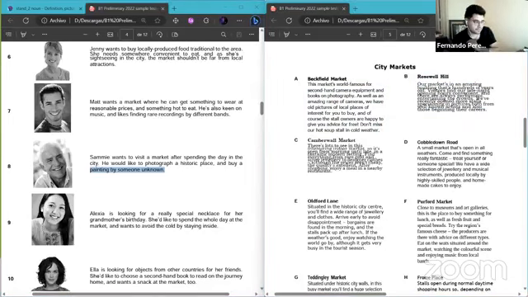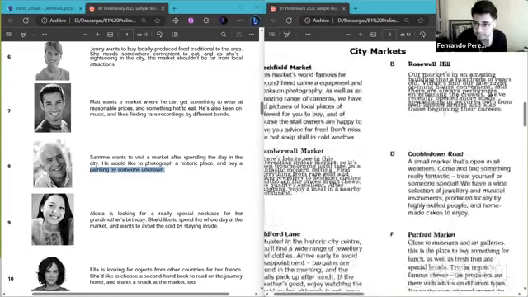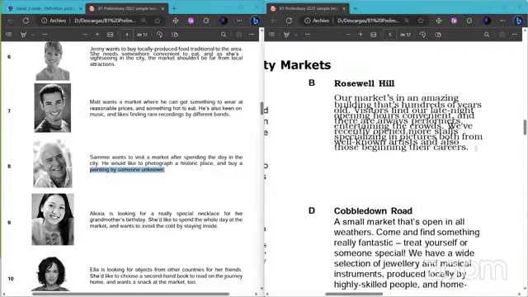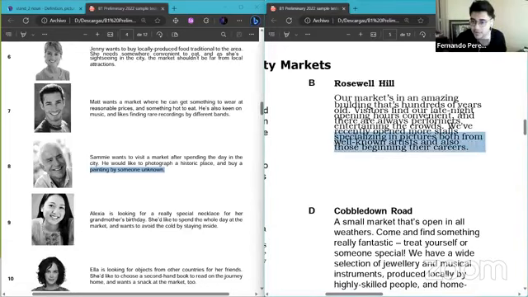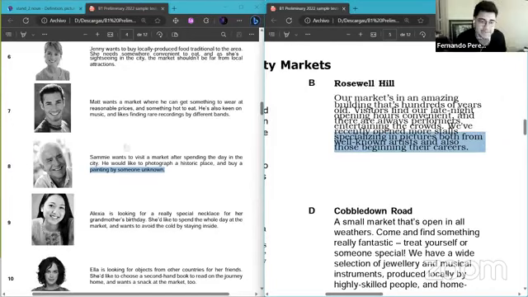Roswell Hill. Okay, for the artist, exactly. Specializing in pictures both from well-known artists and also those beginning. The word pictures is similar to the word painting. Picture is not necessarily photo. Picture can be also painting.